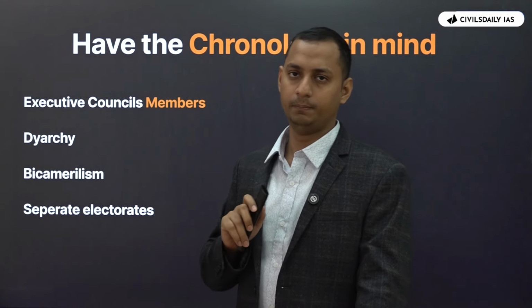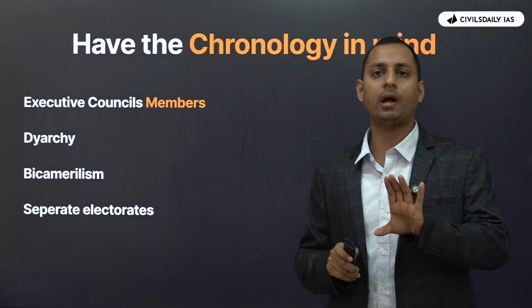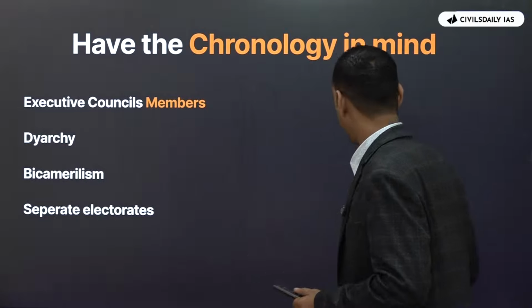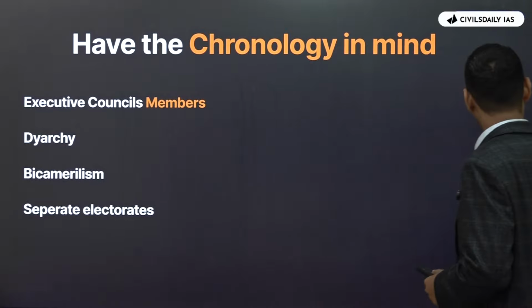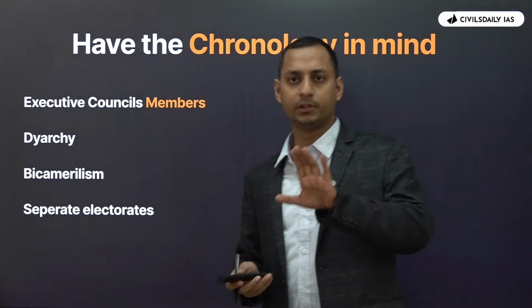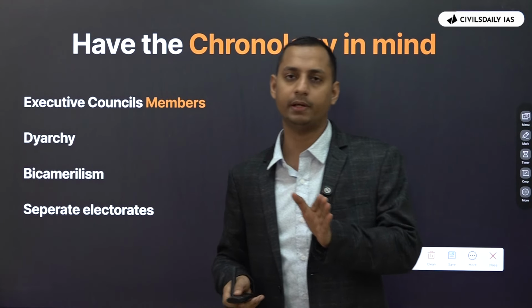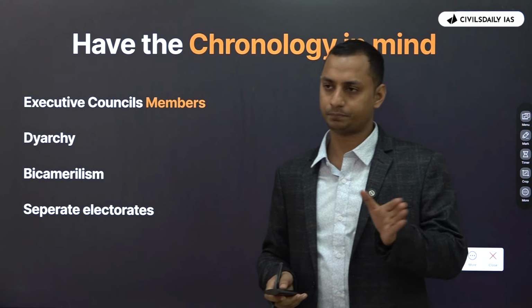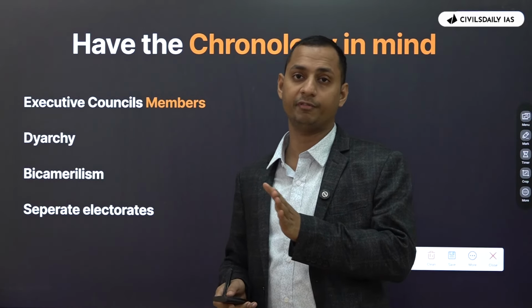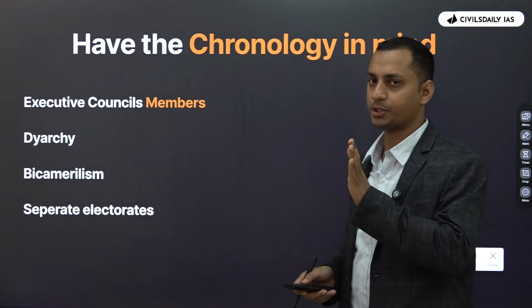When you read the same, you need to have a proper chronology in mind. Okay. If you don't have a proper chronology in mind, that means that you have not read the same properly. So first of all, start with the Regulating Act, then go in a chronological manner: the Pitt's India Act, then the Charter Act of 1813, 1833, then the Charter Act of 1853, then the Councils Act. You go chronologically.